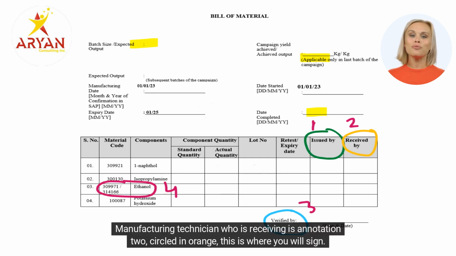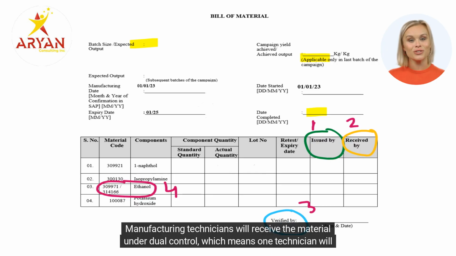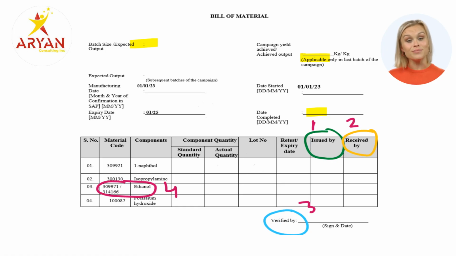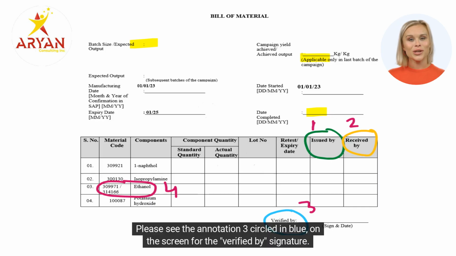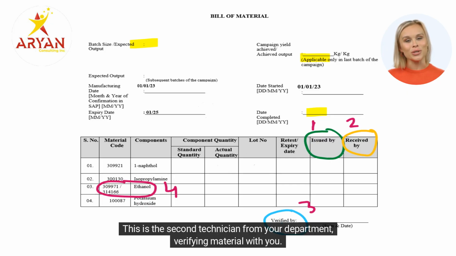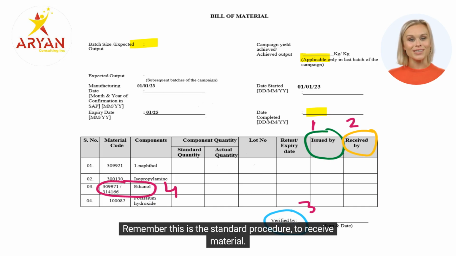The manufacturing technician who is receiving is annotation 2, circled in orange. This is where you will sign. Manufacturing technicians will receive the material under dual control, which means one technician will check and another manufacturing technician will verify. Please see annotation 3 circled in blue on the screen for the verified by signature. This is the second technician from your department verifying material with you. Remember, this is the standard procedure to receive material.